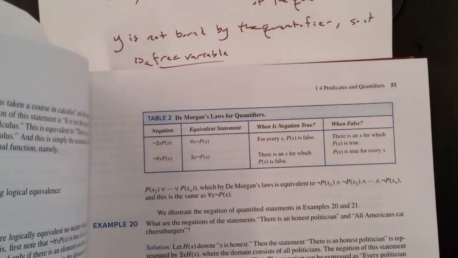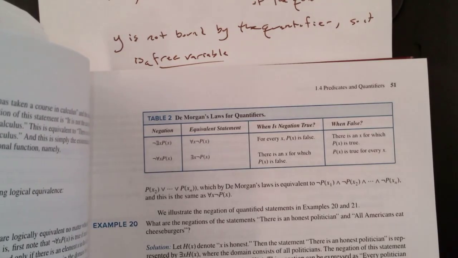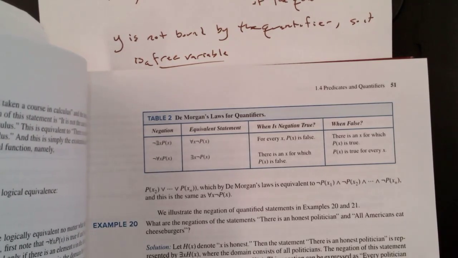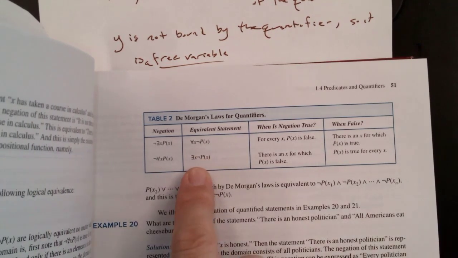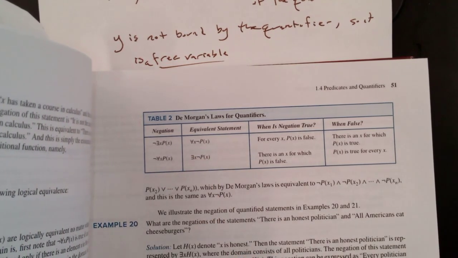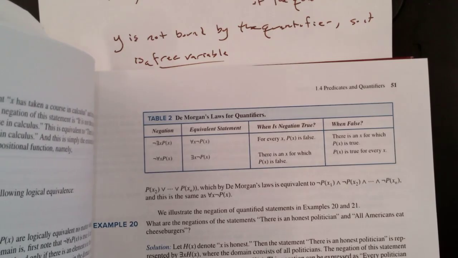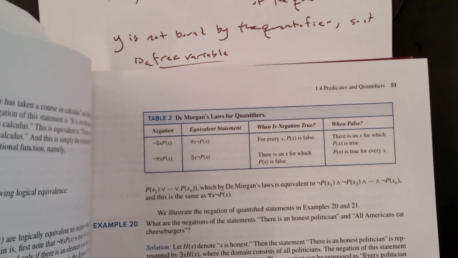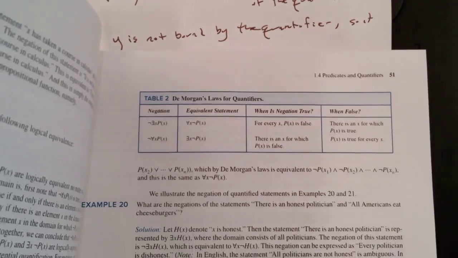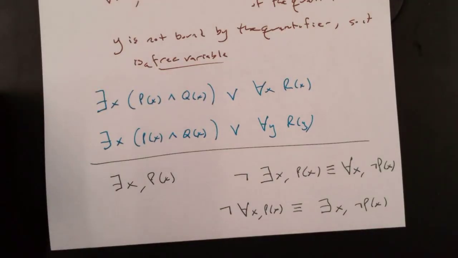The universal was an and, right? And when I take the negation from outside an and to inside it, I change it to an or, and the existential is an or. It flipped. It works the same way. A universally quantified statement.